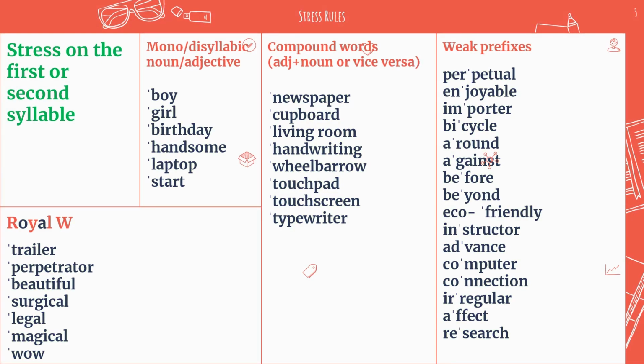So now let's deal with the rules or tricks of identifying the stressed syllable in a word. The first trick is to go ahead with the word "royal W", that is R-O-Y-A-L-W, which means if a word ends with R or Y or L or O, then the first syllable of such a word will be stressed. For example, trailer, then perpetrator, then beautiful, then surgical, then legal, and magical.